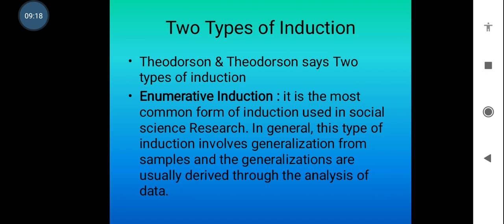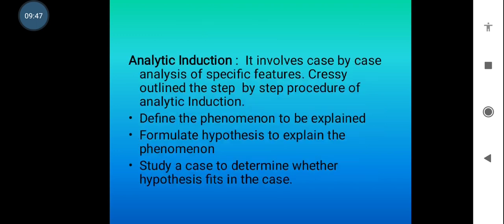The next one is that the induction method has two types. According to Theodorson, there are two types of induction. One is enumerative induction. It is the most common form of induction used in social science research. In general, this type of induction involves generalization from samples and the generalizations are usually derived through the analysis of data. Next one is analytic induction.